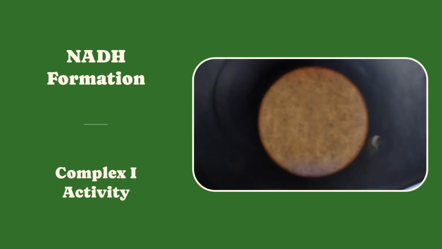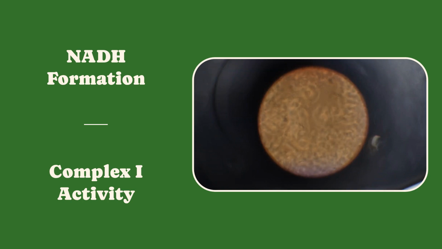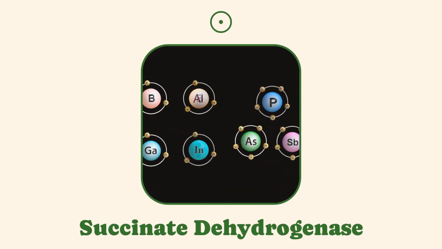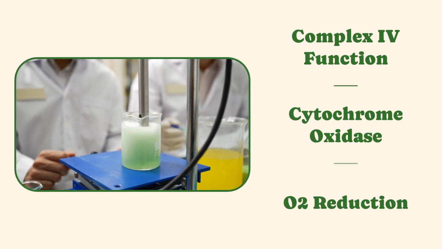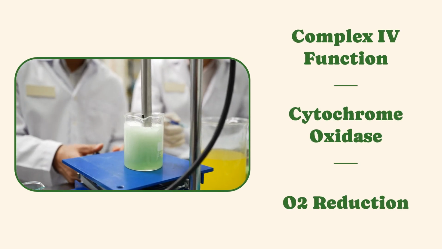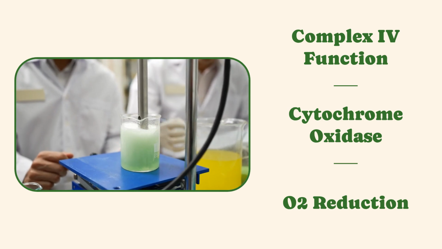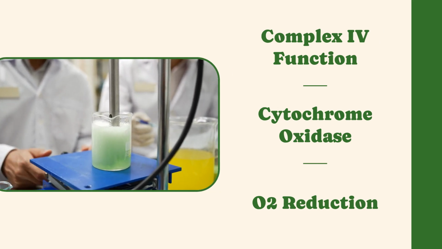At complex I, NADH donates electrons to flavin mononucleotide, initiating the flow of electrons that drives proton pumping. Complex II facilitates the transfer of electrons from succinate to coenzyme Q, bypassing the proton pumping steps associated with complex I. Cytochrome oxidase, or complex IV, is where electrons, protons, and oxygen combine to form water, completing the respiratory process.